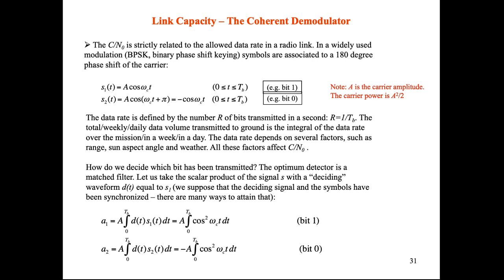And the fundamental way of working of the coherent demodulator is to essentially take the scalar product of a transmitted waveform corrupted by noise with a waveform that is generated on ground. These waveforms are generated in a computer, so we work with digital samples.